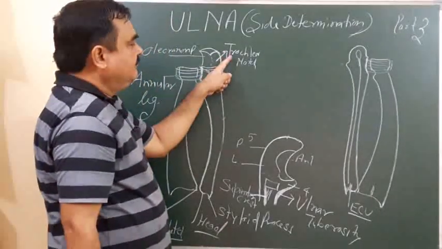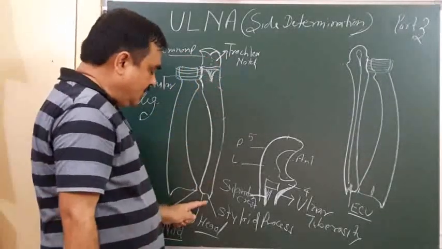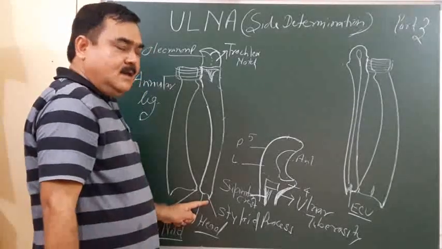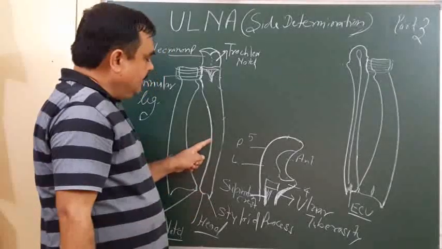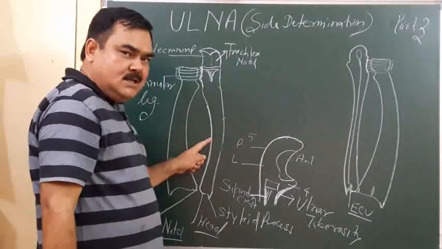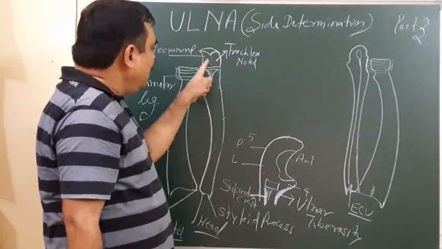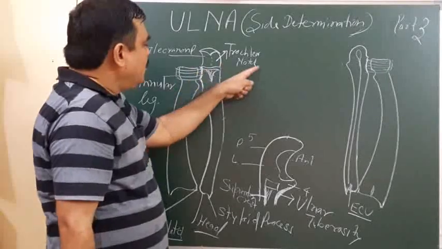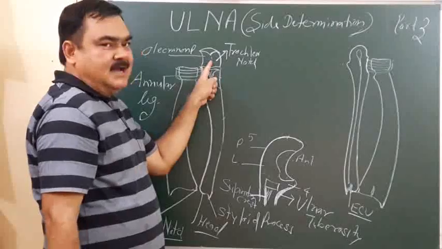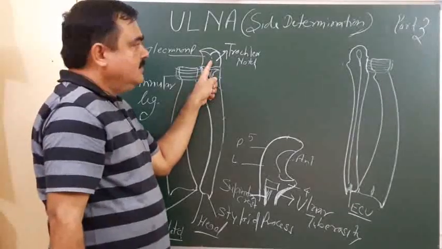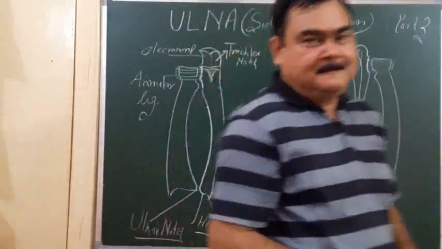So, the olecranon process is directed upward, the styloid process is directed downward, and it lies posteromedially. The sharpest border lies on the lateral side, that is the interosseous border. And another important thing is that the trochlear notch faces the anterior side. So this is all about the side determination. Thank you.